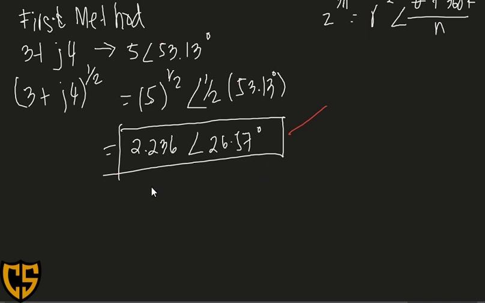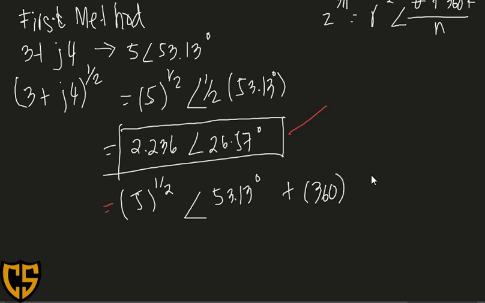Okay, so we have for k is equal to 1. So we will have 5 raised to 1/2. Then our angle will be our theta, which is 53.13 degrees plus 360 times our k. Our k will be 1 now. Then all over our n is 2 because it is just a square root. Okay, so substitute directly. So our n is 2.